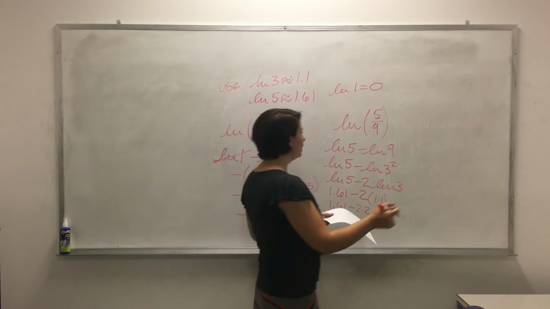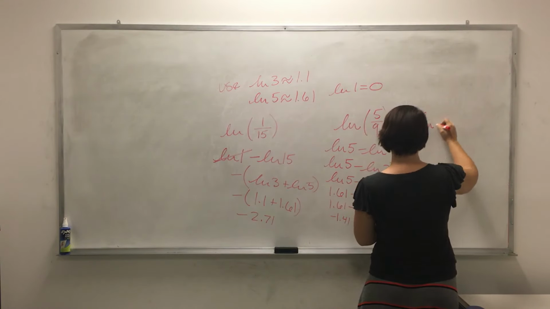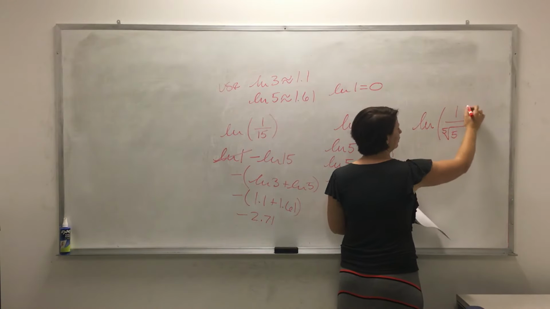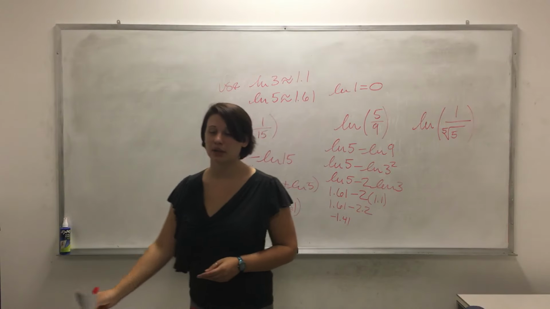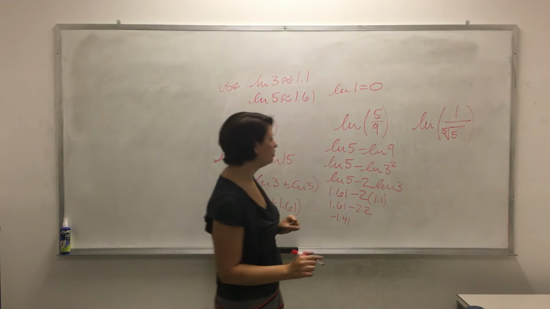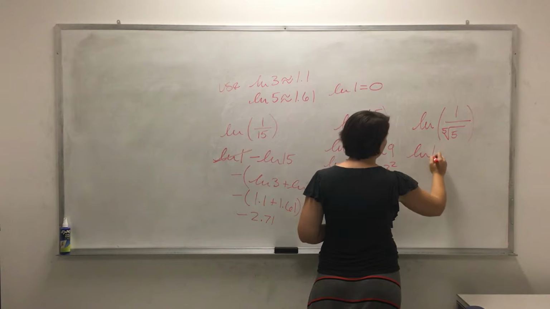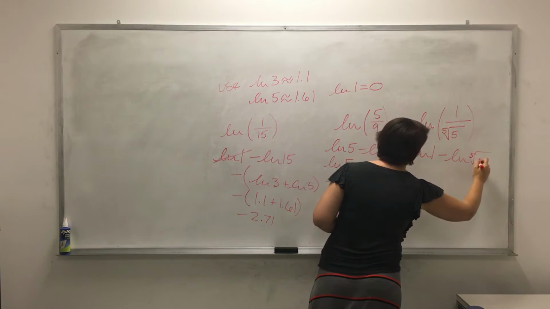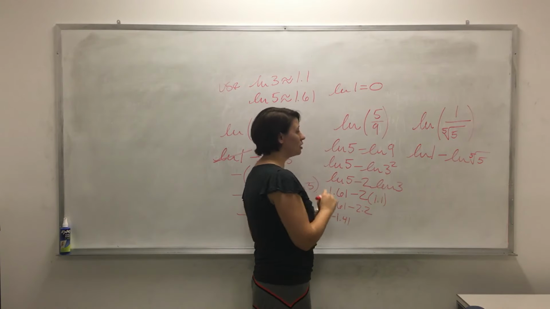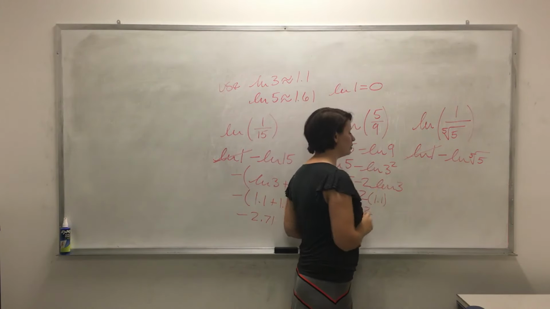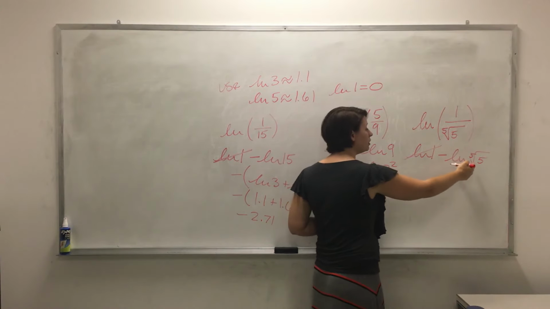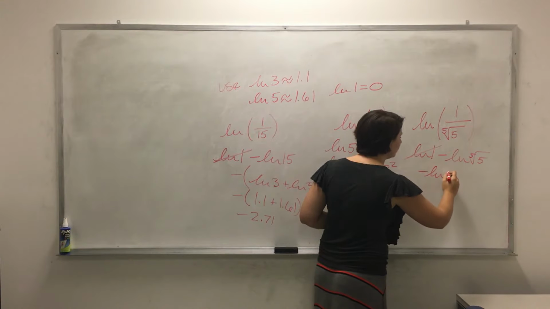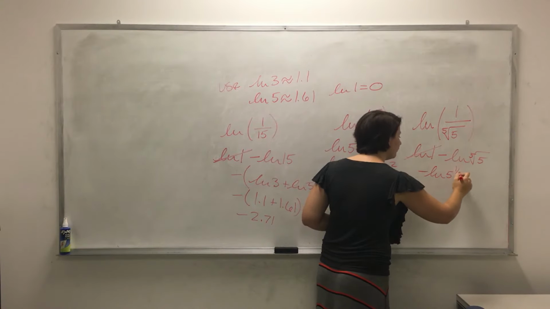Last one is if we're given the natural log of 1 over the 5th root of 5. Again, starting out with division. So this is the natural log of 1 minus the natural log of the 5th root of 5. Natural log of 1 is 0, so it goes away. We can rewrite this as a power. So this is really minus natural log of 5 to the 1/5.